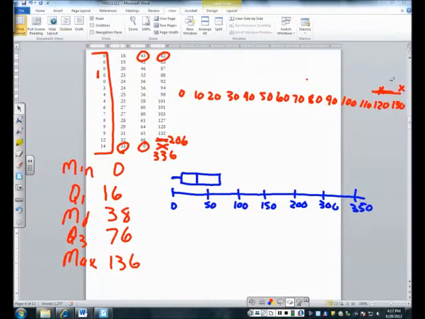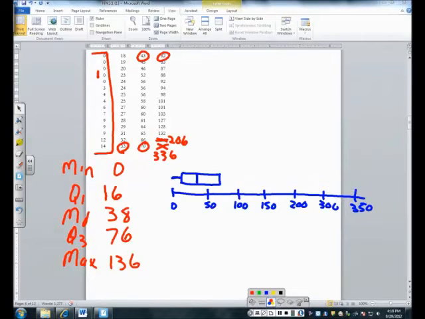Erase some of this up here, and back here. Okay, so to get an outlier is in the interval of the box plus or minus 1.5 interquartile ranges.